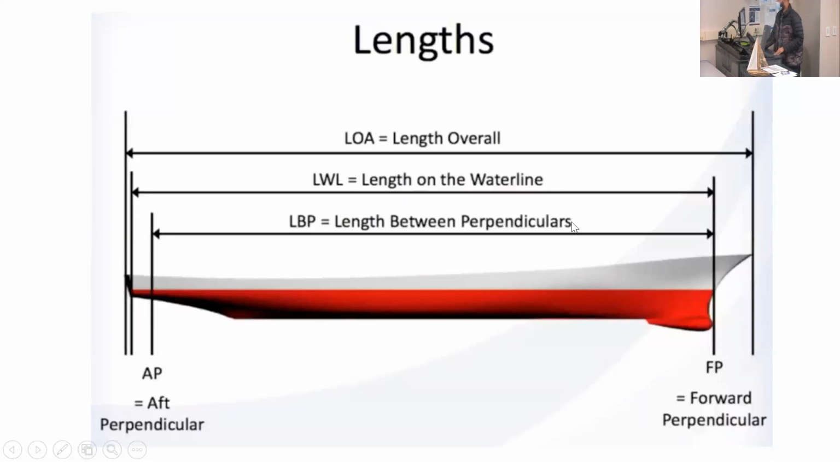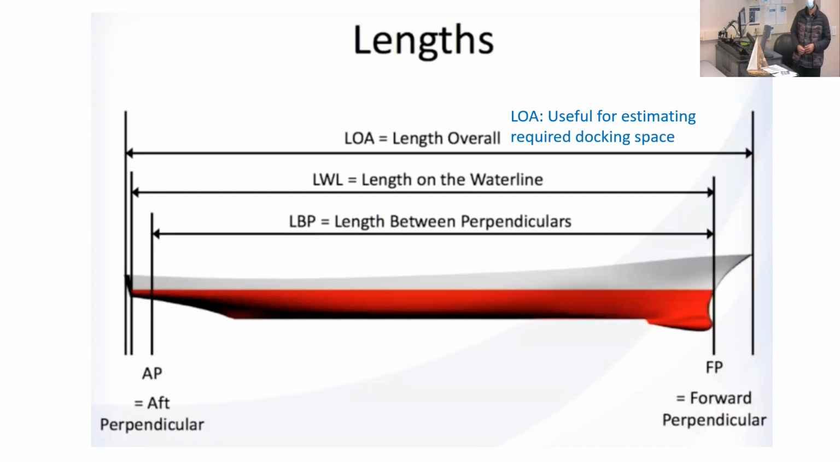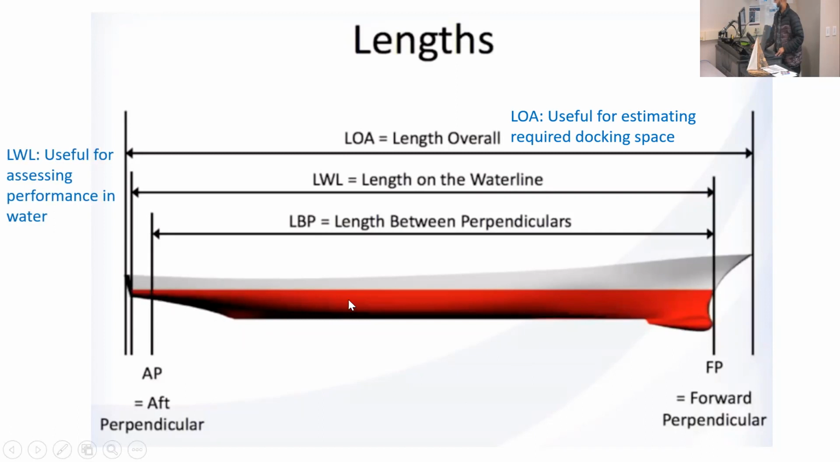Length between perpendiculars is what is used very frequently. What this means is there's an aft perpendicular and a forward perpendicular. I'll tell you exactly where you locate FP and AP. So LOA you need to know, because if you want space to dock your ship, LOA is what's important. LWL, the length of waterline, determines stability of the ship. Actually, it's the area, but LWL is related to that.